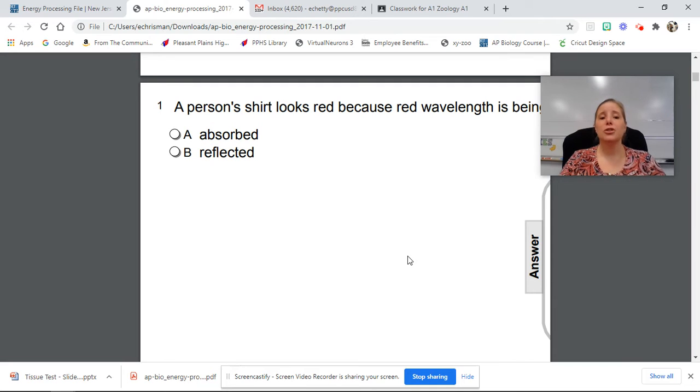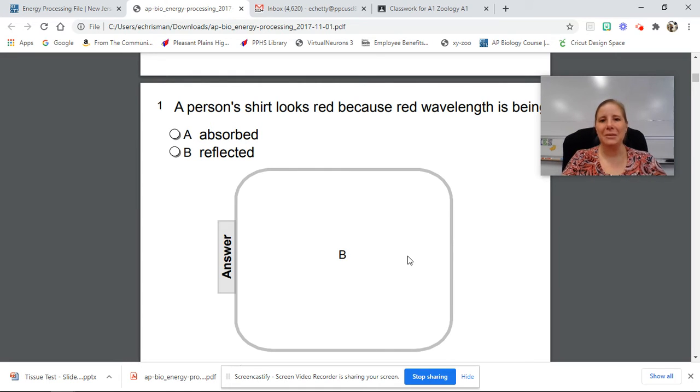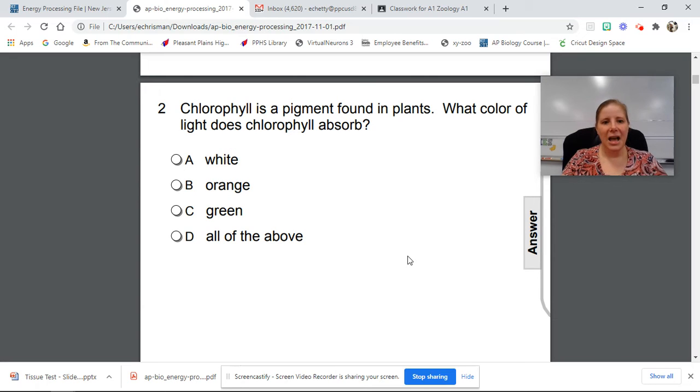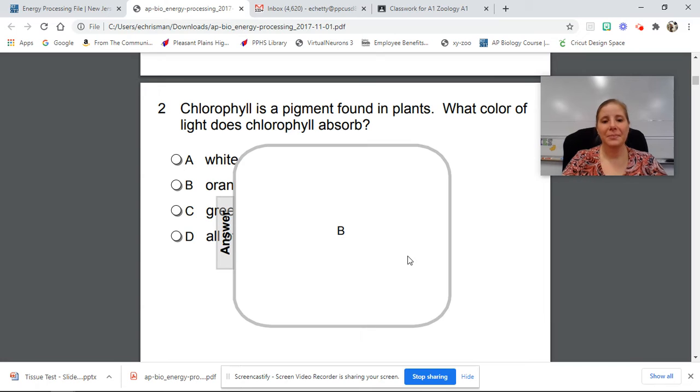So a person's shirt looks red because the red wavelength is A, reflected or absorbed, or B, reflected. Did you say B, reflected? Good. All right, chlorophyll is a pigment found in plants. What color of light does chlorophyll absorb? White, orange, green, or all of the above? Did you say orange? Good.